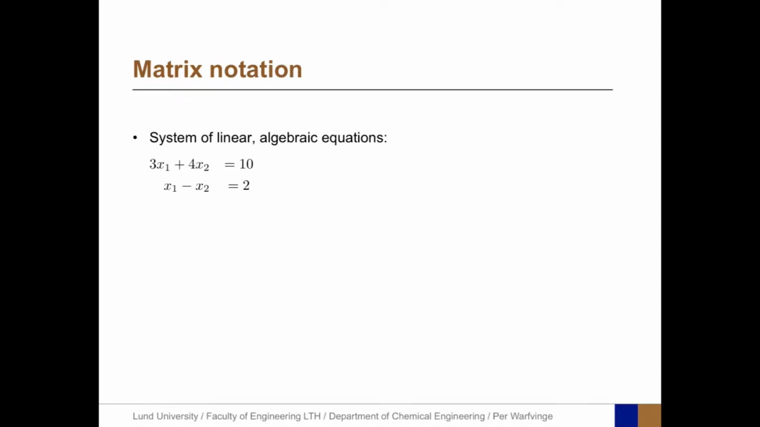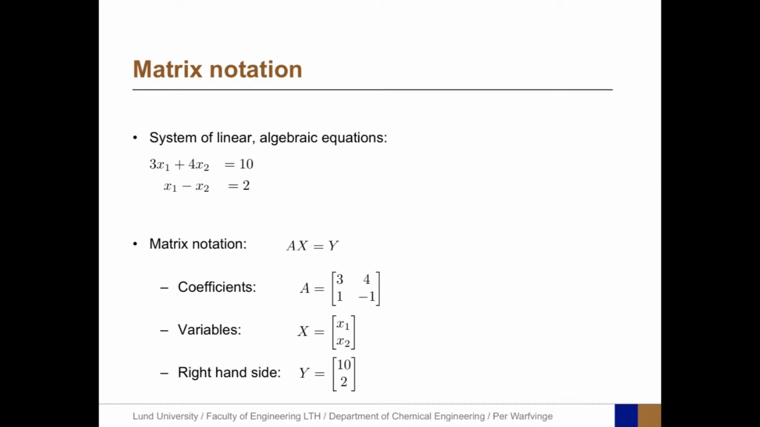Here is one example of a linear algebraic equation system consisting of two equations with the two variables x1 and x2. The first equation is 3x1 plus 4x2 equals 10. We have 6 terms, but this can be reduced to a series of 3 matrices. So this equation can be written as A times x equals y, where A represents the coefficients that are used to multiply the variables x1 and x2, while the right-hand side of the equation is 10 and 2, and we call the latter vector y.